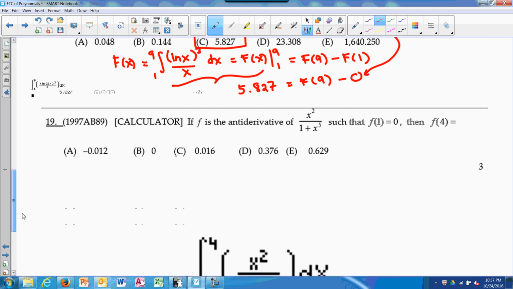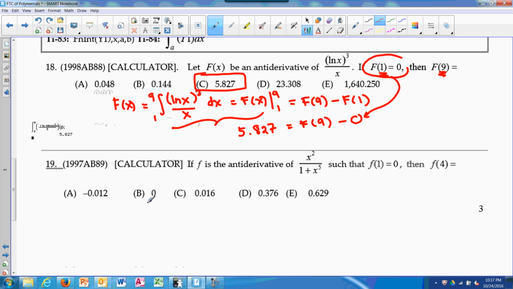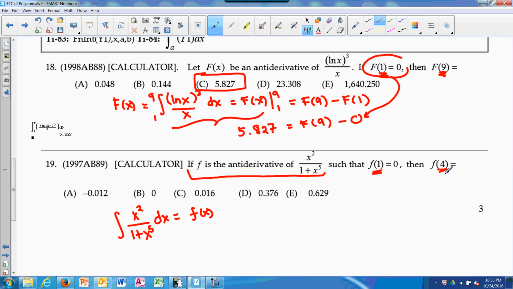Okay, so very similarly, f is the antiderivative of this function. That simply means if I antiderive x squared over 1 plus x to the 5th with respect to x, I get little f of x, because little f is the antiderivative. I then see that I'm going to go from 1 to 4. So those are my x values.